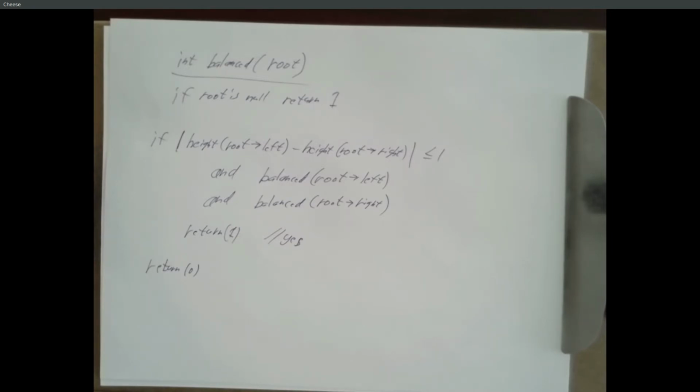And remember how we find the height of a tree. We find the height of the left and right subtrees. We find the largest of those 2 numbers, and we add 1 to it. And if the tree is null, we just return -1. So that's the recursive function itself.